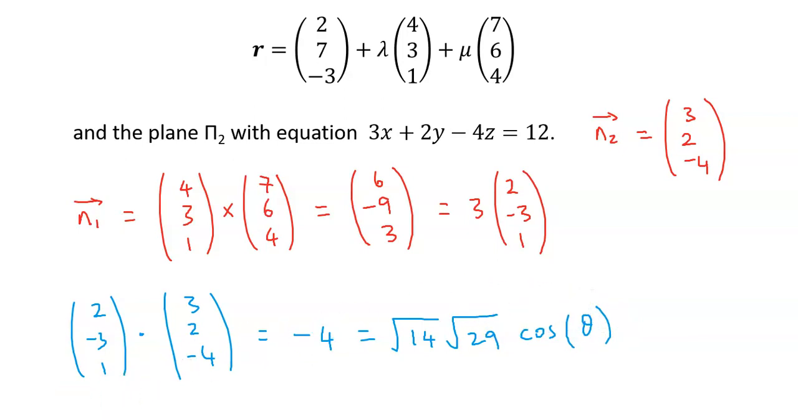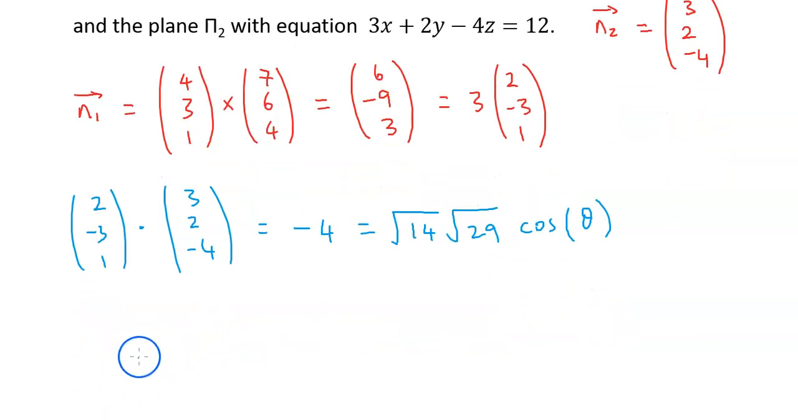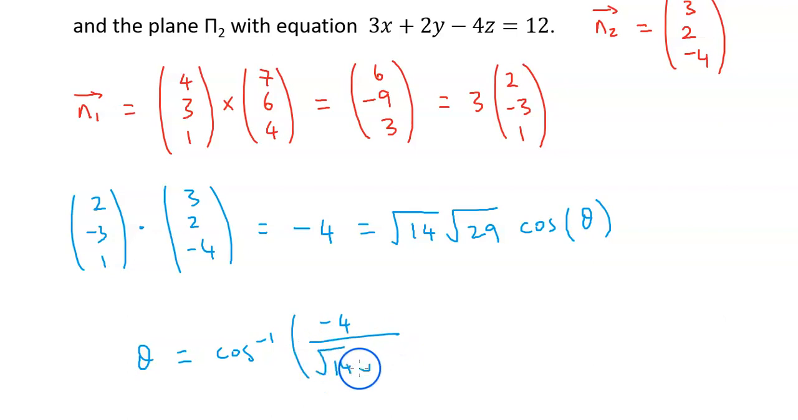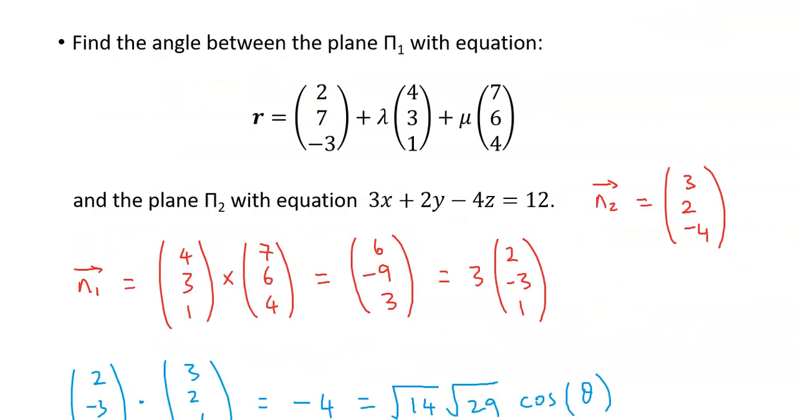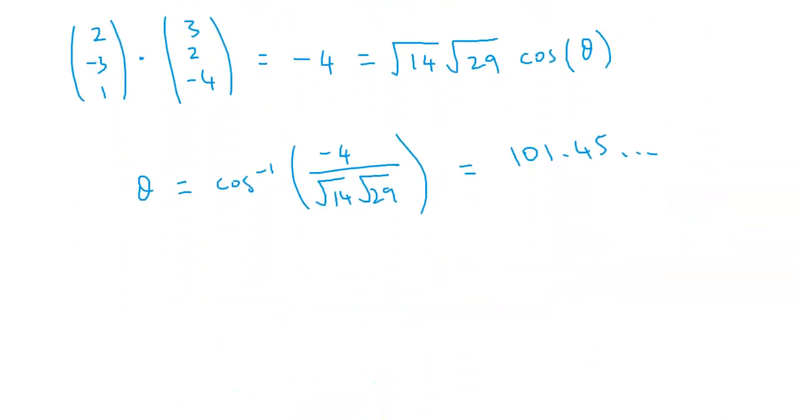And so we have that theta is equal to cosine inverse of negative 4 divided by root 14 root 29, and that is equal to 101.45. But usually we take the acute angle.